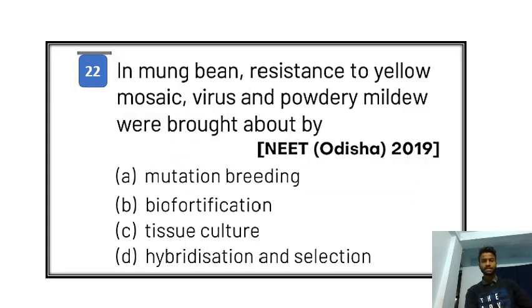In mung bean, resistance to yellow mosaic virus and powdery mildew were brought about by mutational breeding, biofortification, tissue culture, hybridization, and selection. This answer is mutational breeding. In mutational breeding, we induce mutations through chemicals and radiation like gamma rays. Mung bean is the example of mutational breeding.